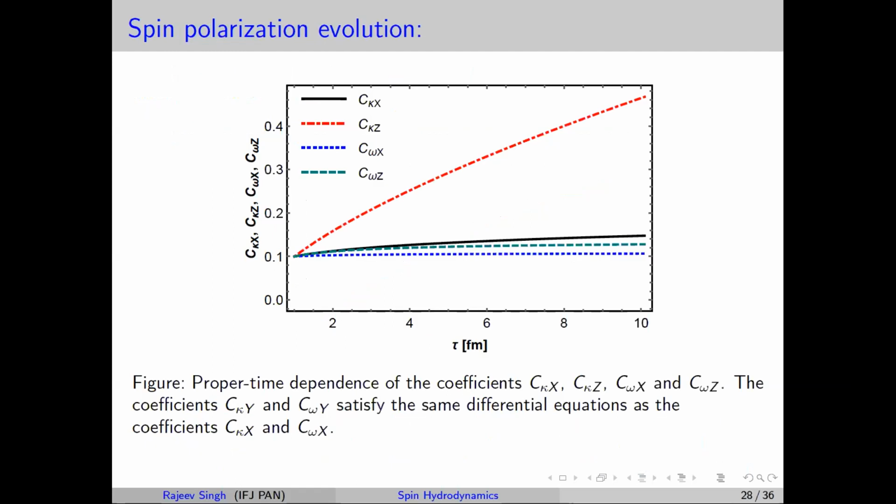And this is the plot for the spin components, where you can see that C kappa Z actually has a stronger time dependence than the other spin components. You may wonder why C kappa Y and C omega Y are not there, because C kappa Y and C omega Y have the same form of differential equation as C kappa X and C omega X. Therefore, it is better here not to plot them.